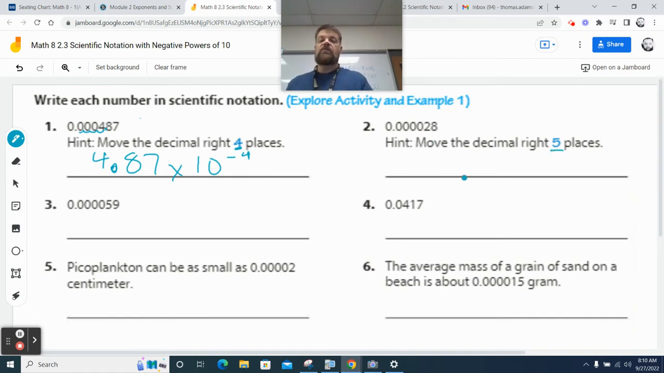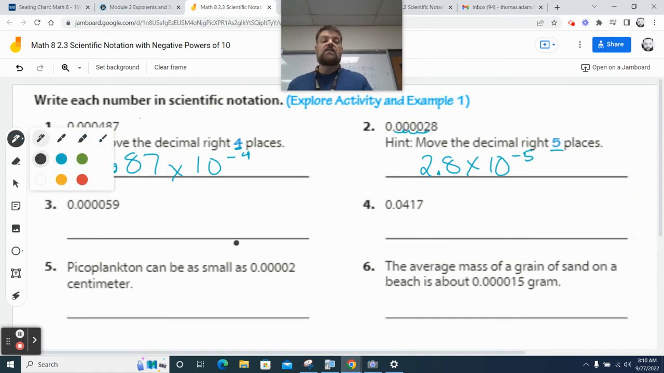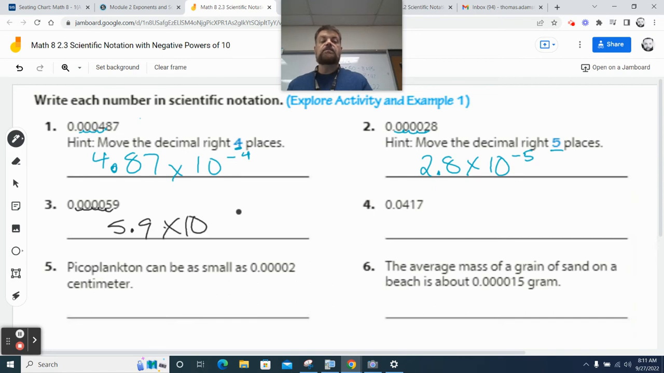So this one, we're going to move 5 spaces. So I'm going to say 2.8. Let's count to make sure. 1, 2, 3, 4, 5. So that'd be times 10 to the what? Negative 5. Okay. Any questions on that? This one, I'm going to move 1, 2, 3, 4, 5. So I got 5.9 times 10 to the what? Negative 5.